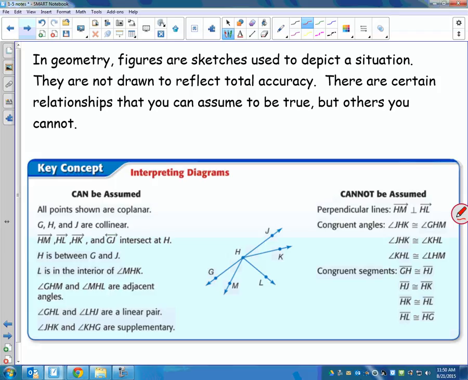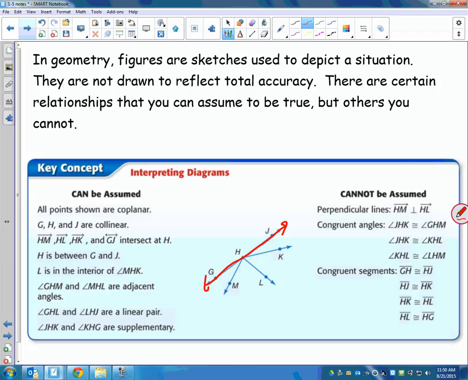If you had a picture like this, definitely we could say these are on the same plane based on the picture. We can look at them and see that they're on the same line. You can see where things intersect. You could even see that since this makes a straight line, you could come up with some linear pairs. I'm not going to go through all of these. But there's certain things you're allowed to say.